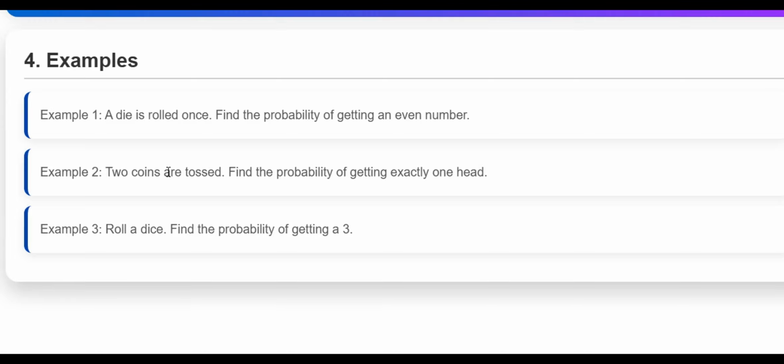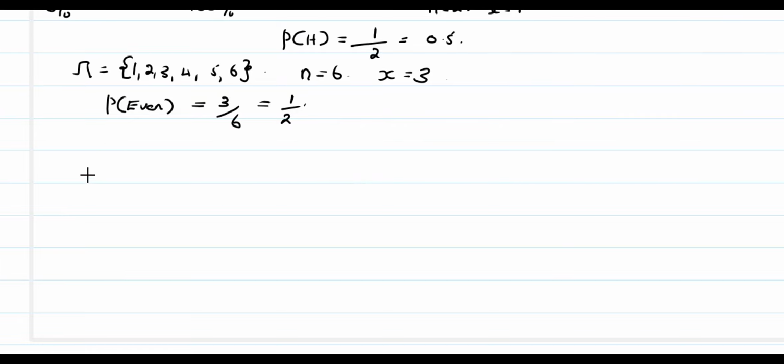So here we have 2 coins are tossed. Find the probability of getting exactly 1 head. So first, can we find the sample space of tossing these 2 coins? To do so, I can say, this is the first toss. It has a probability of getting either a head or a tail. Then, if I toss the second coin, it also has a probability of getting a head and a tail too.